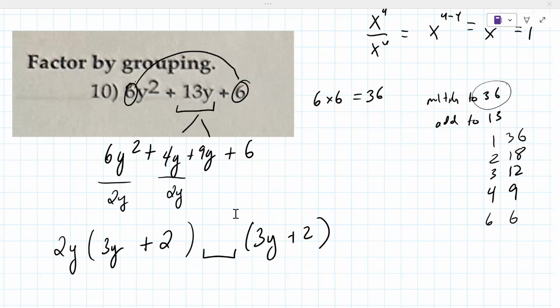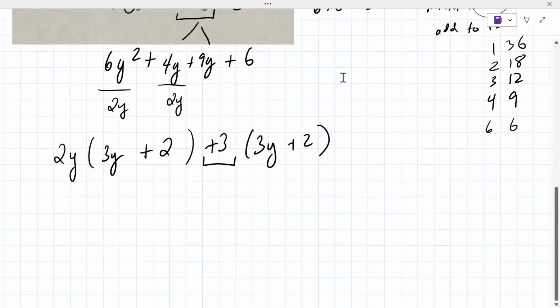So 2 times 3 for 6, and then 3 times 3 for 9. It's got to be the same number. So is there a number that multiplies 3y to get back to 9y and 2 to get back to 6? 3. Plus 3, yeah. Okay, so now you take what's inside parentheses and you factor it out again.